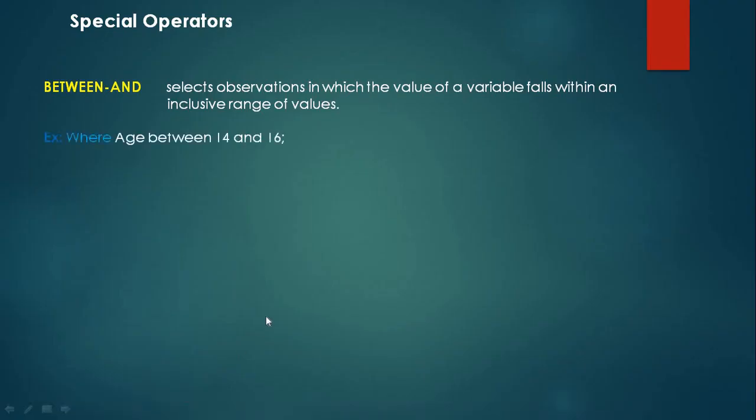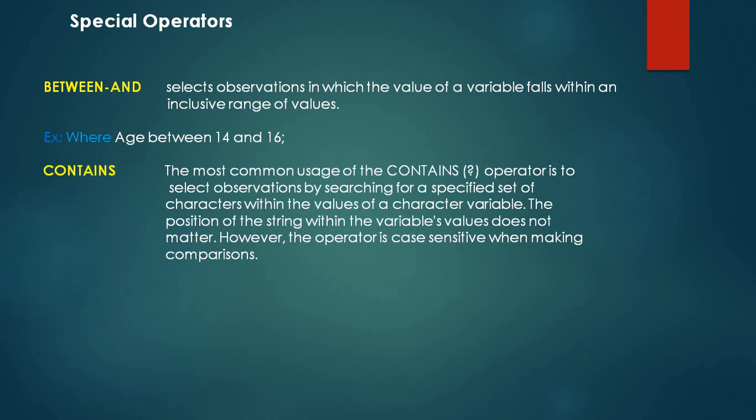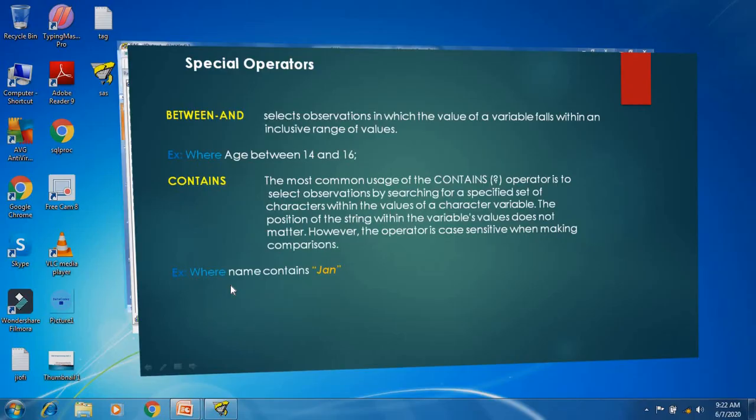This is the between and. Next is contains. Using this contains operator, we can filter data which have a particular string or particular set of characters. So here, where name contains Jan. Wherever in the name it finds this phrase or this set of characters, it will give me the output, and it's case sensitive because it's a character variable.